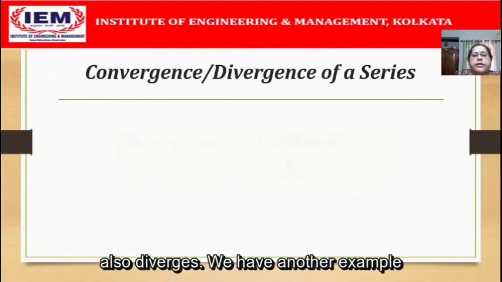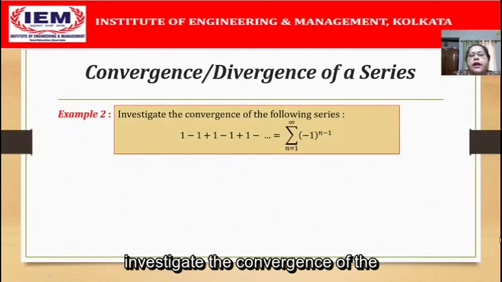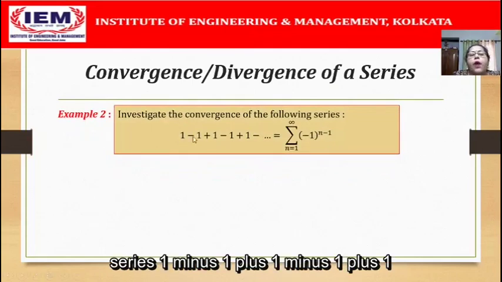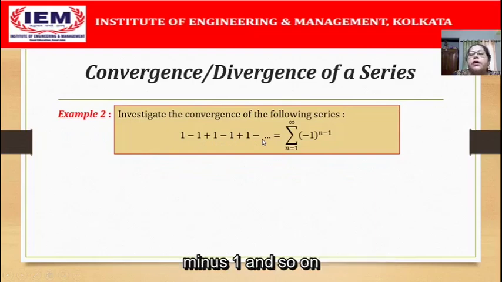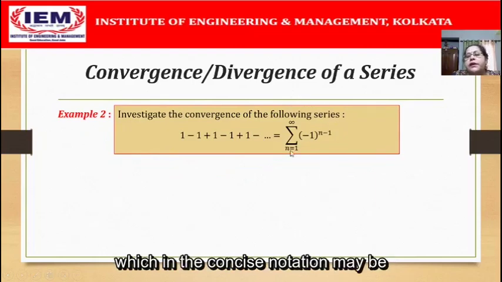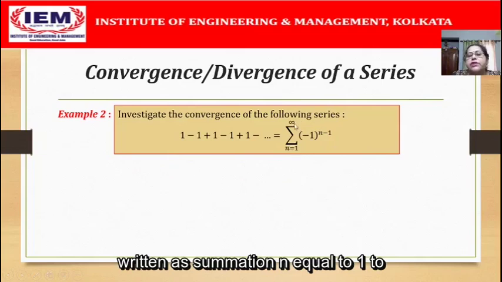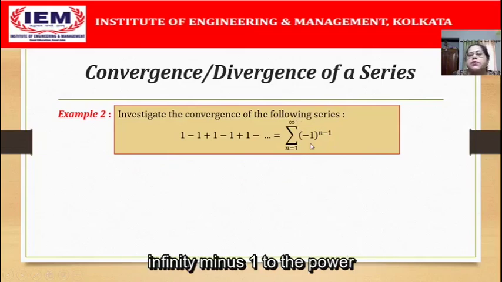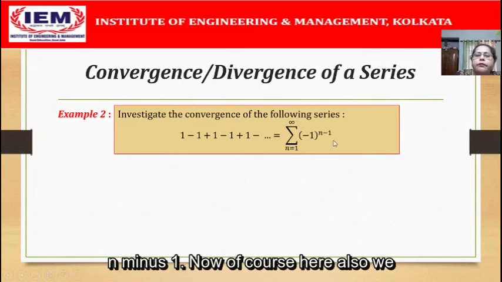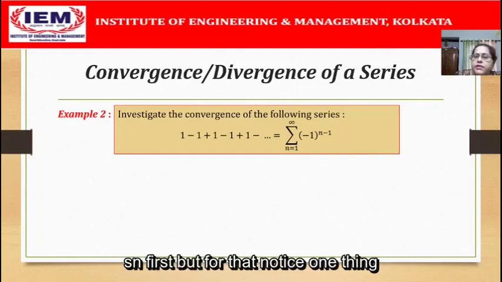We have another example for you here. Investigate the convergence of the series 1 minus 1 plus 1 minus 1 plus 1 minus 1 and so on, which in concise notation may be written as summation n equal to 1 to infinity of (minus 1) to the power n minus 1. Of course, here also we have to look into Sn first.